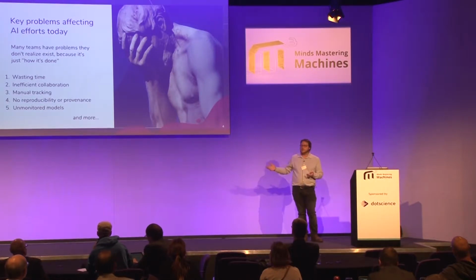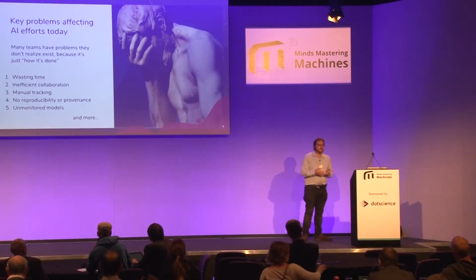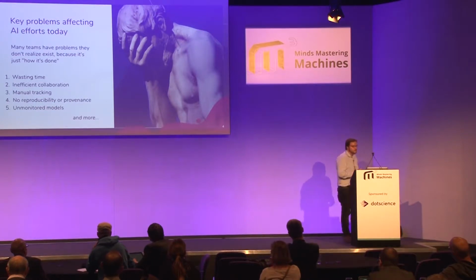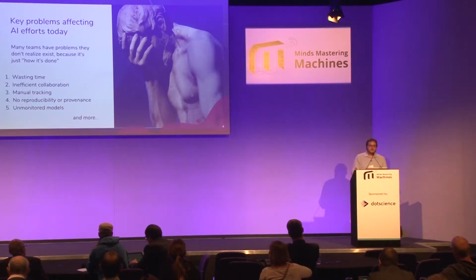That leads on to the next point, which is manual tracking. When teams are manually tracking their work, it leaves a lot of scope for error and mistakes, and so we see the spreadsheet full of models and data sets and code versions as a bit of an anti-pattern, that we can do better than that.